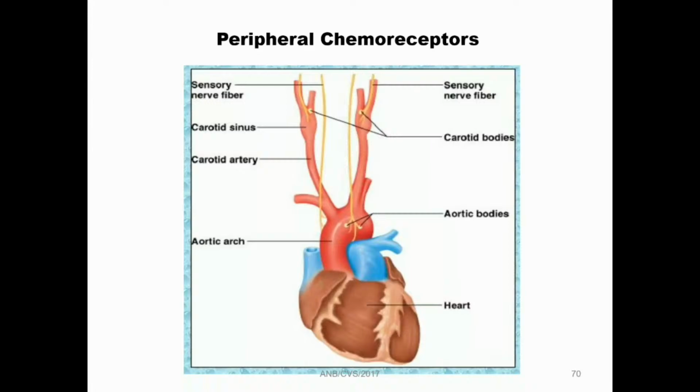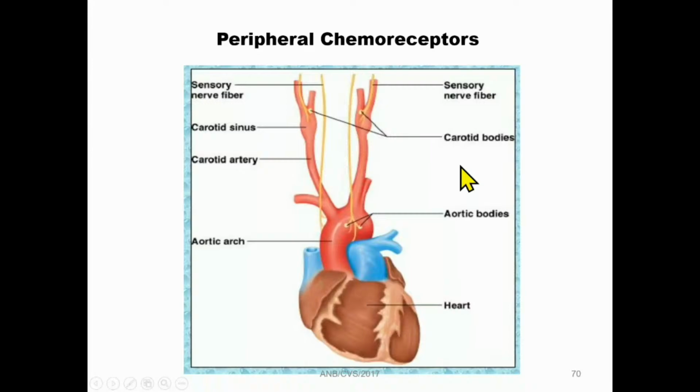Central chemoreceptors are present in the medulla, and peripheral chemoreceptors are present mainly at the carotid sinus, at the bifurcation of the carotid artery. Now remember, just to differentiate from baroreceptors, they are named bodies: carotid bodies and aortic bodies. Aortic bodies, as shown in the figure, are present at the arch of the aorta, and carotid bodies are present at the bifurcation of the internal carotid artery.